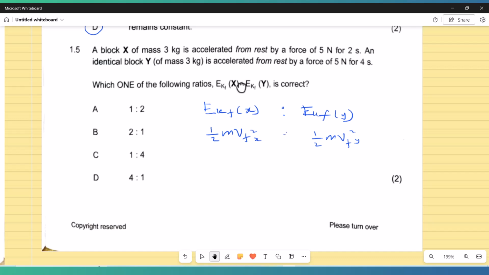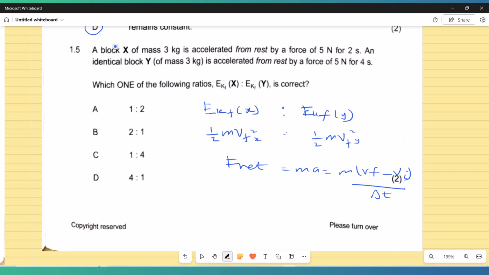So how do we find the velocity? What should we use here? We know that F net equals ma, right? F net equals ma, given by mass times (V final minus V initial) divided by change in time.